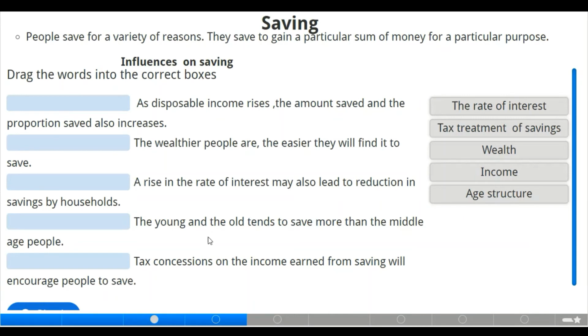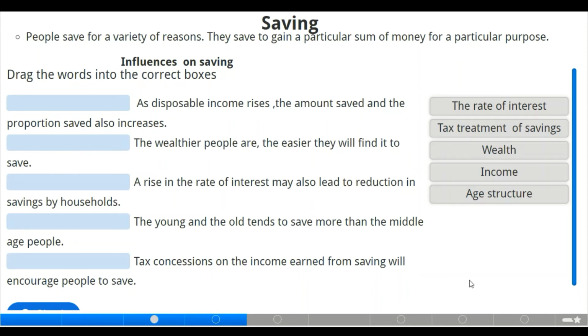Moving to the next slide, we have saving and the influences on savings. We have discussed spending, which is known as our consumption. Now we move to saving. People save for a variety of reasons. They save to gain a particular sum of money for a particular purpose. Now we want to treat the influences on savings, but we have to drag the words into the correct boxes. We have to guess the right answer for each explanation according to how we explained our spending.